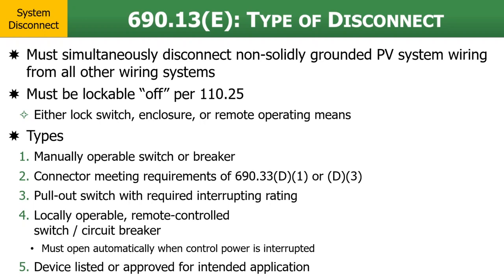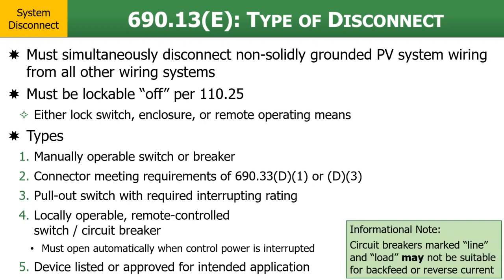Obviously, you've got to read the manual and install it and use it per the manufacturer's instructions. Now this section also has a little informational note that says circuit breakers marked line and load may not be suitable for backfed or reverse current. So what that means is if you have a breaker that is specifically marked line and load, which most breakers are not, you do see this on the larger commercial breakers, they may or may not be suitable for backfeeding. You would have to check with the manufacturer and see what it was designed for and if it is capable of backfeeding. Some are. You just need to check with the manufacturer and make sure that it is being used as intended.